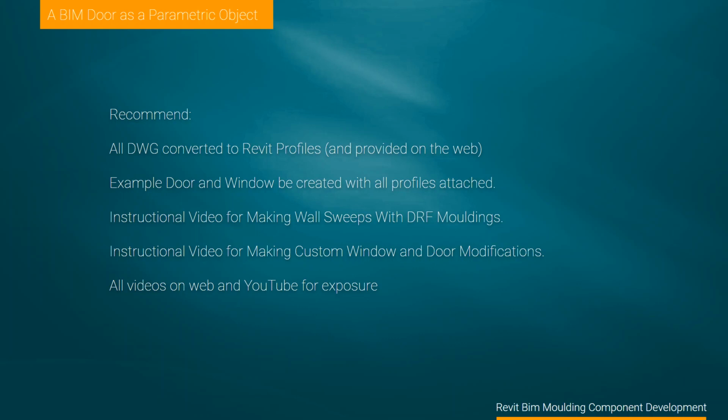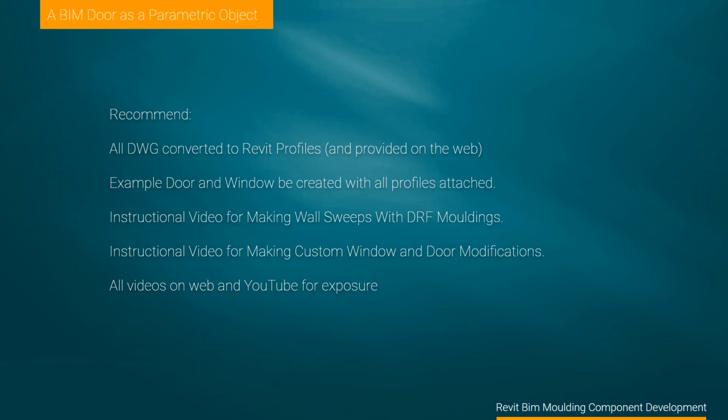At a minimum, an example door and window should be created with all the profiles attached to it in the BIM component, which allows somebody to place it and then select different window casings and door treatments and actually see those take place within the model without having to go through a tedious importing of other profiles. So it would just be a drop down of whatever molding they wanted. It would instantly appear.